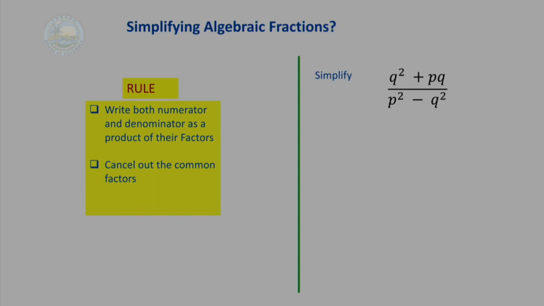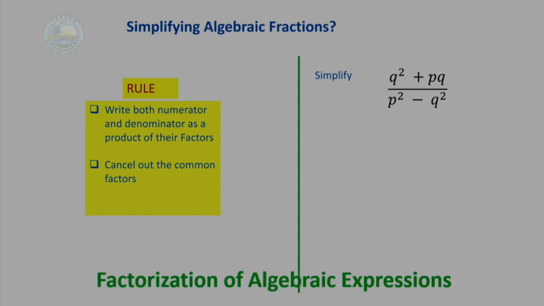Now, when I look at the denominator, it is a case of difference of two squares. We need to factorize this case of difference of two squares, and also factorize the numerator. In the numerator, q is common, so we factor out the q, and we do a case of difference of two squares in the denominator.